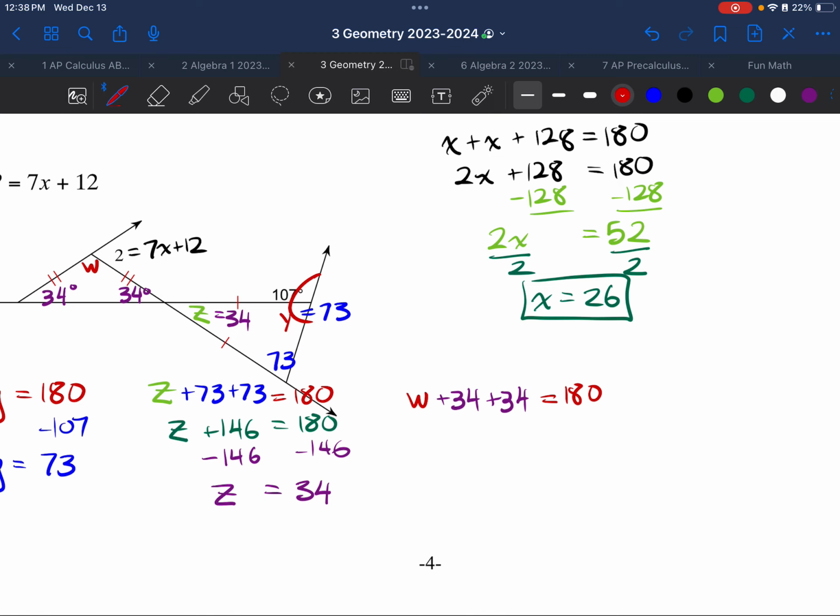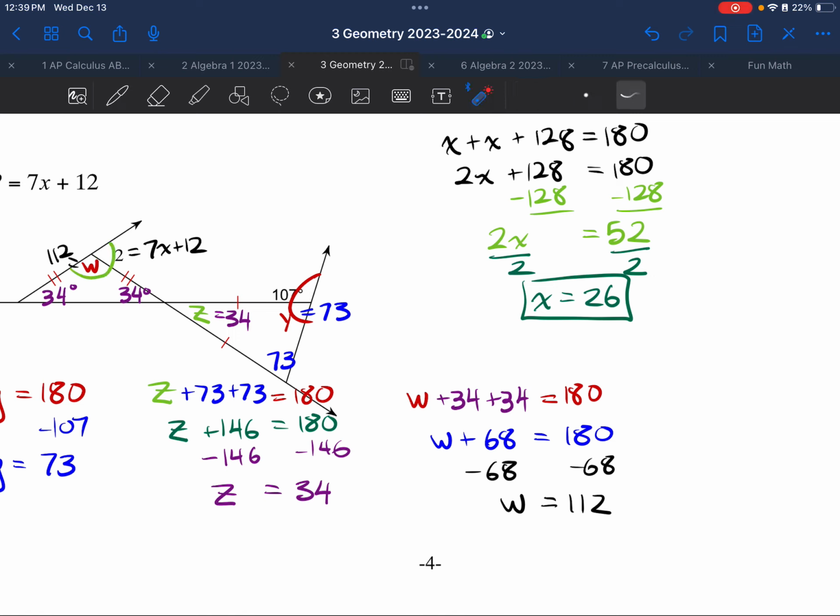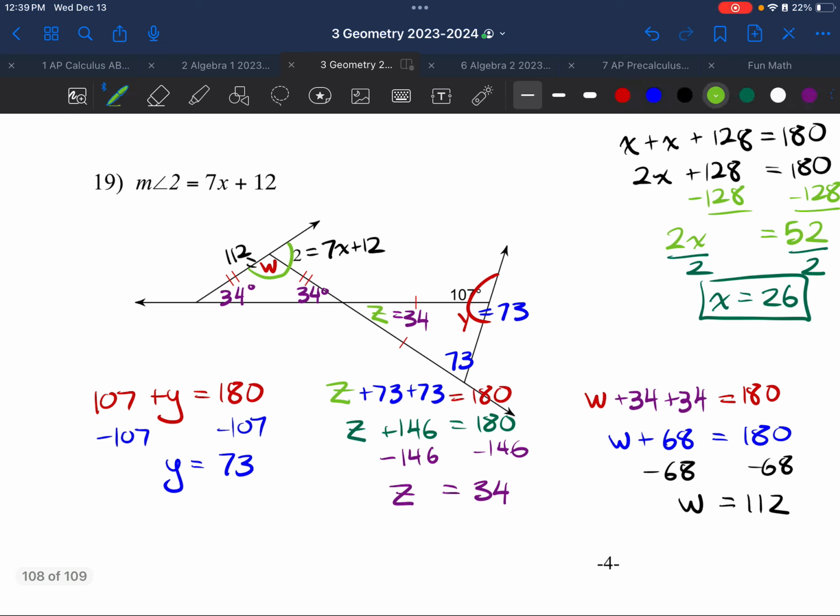Let's go ahead and combine our like terms. We'll say down here that this is W plus 68 is equal to 180. Let's subtract 68 on both sides. So I'm going to get 112 is equal to W. Nice. So I can say W is equal to 112. And then from there, I know that this is a line. I can say that if I add 112 and 7x plus 12, that adds up to 180 degrees. So let's go ahead and say that. If I have 112 and I add this 7x plus 12, that should all add up to 180 degrees.